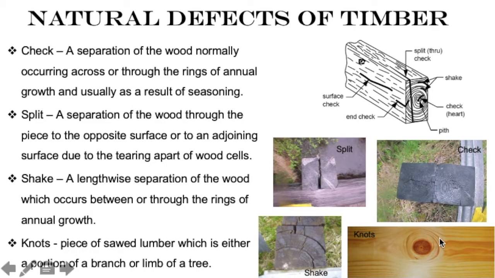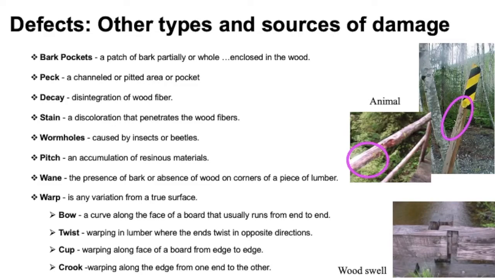Then the typical knots would be such as that. Those are the common ones. There are many other types of defects, such as these, as a result of animals damaging the trees, and the wood rotting because of being subjected to too much moisture. And there are many other ones, just for interest's sake.